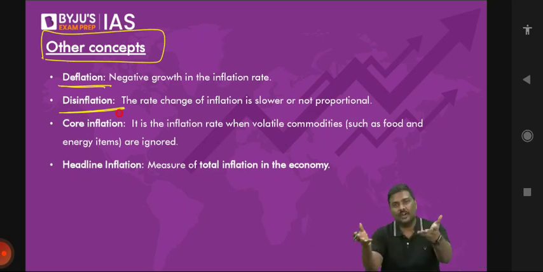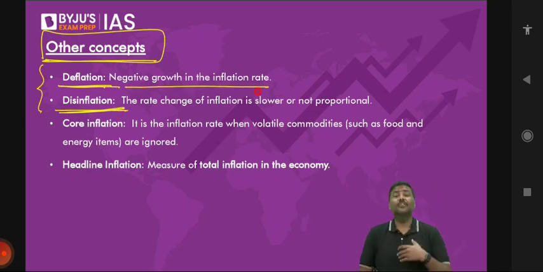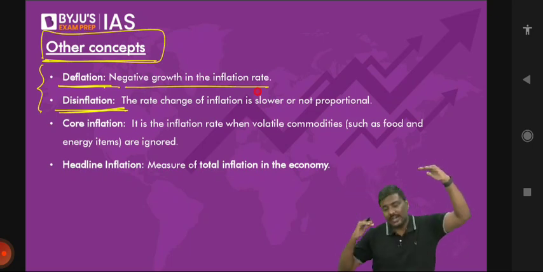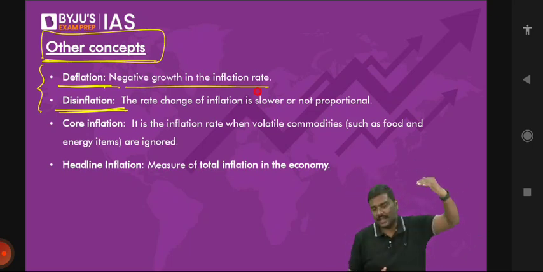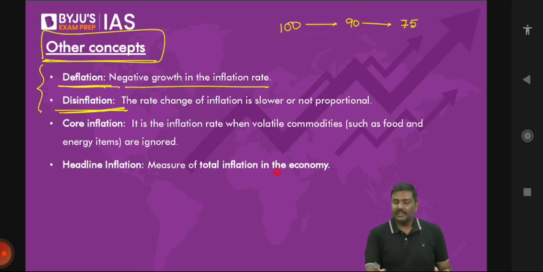Other concepts? Let me start with the first one. Deflation, disinflation. What is deflation? Whenever there is a negative growth in the price levels. Negative growth means what? Rather than the price levels going up, price levels are going down. Is it okay? I gave you an example. Let's say 100 rupees now will become 90 rupees, further will fall down to let's say 75 rupees. This is let's say in 2022, this is in 2023, and this is in 2024.